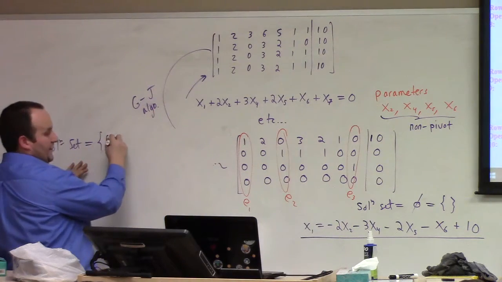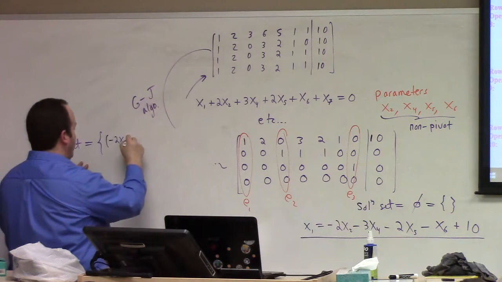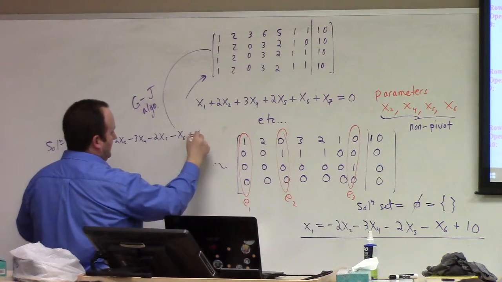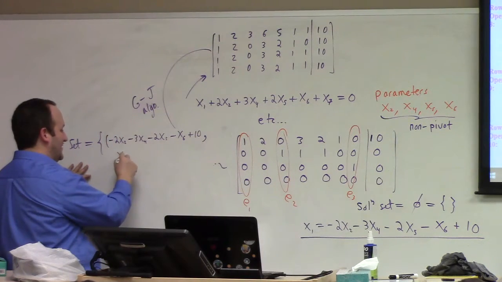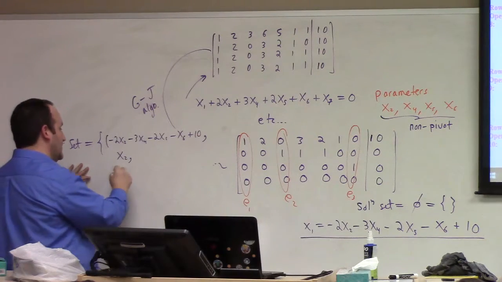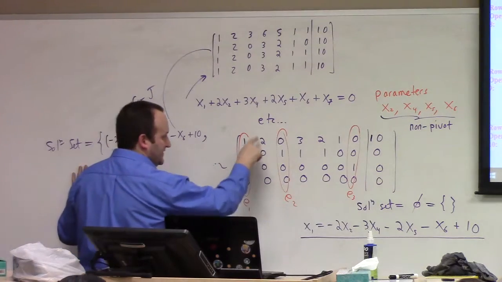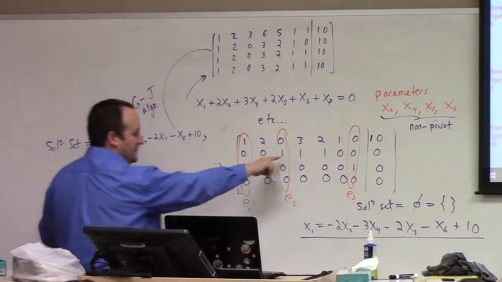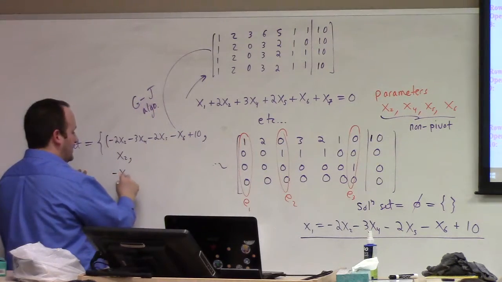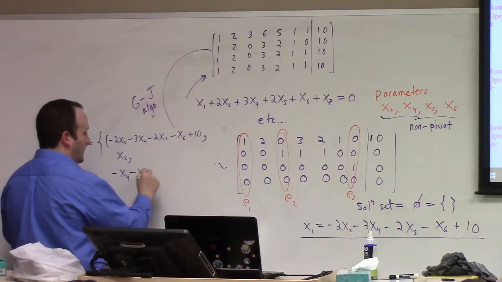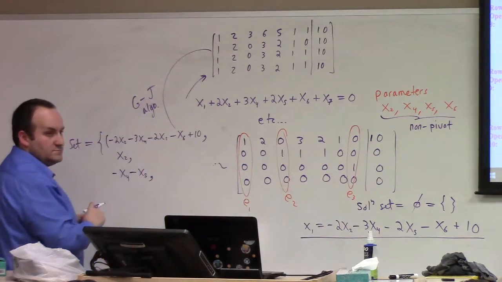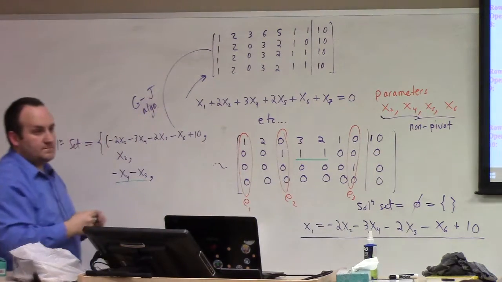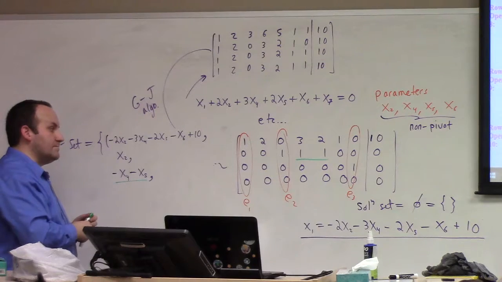So that is minus 2x2 minus 3x4 minus 2x5 minus x6 plus 10, comma. The next one's easy, x2, comma. I'll stack them like this if you don't mind. What's x3 equal to? See, x2 was a non-pivot variable, so we just put x2 equals x2. x3 is interesting. x3 is minus x4 minus x5 plus 0. Just to emphasize, this is coming from these two and the relation to the third column. What's next?